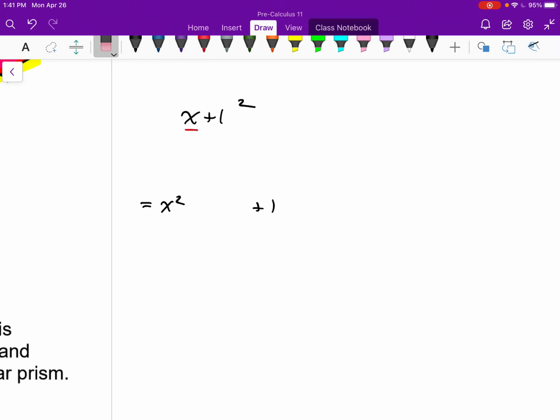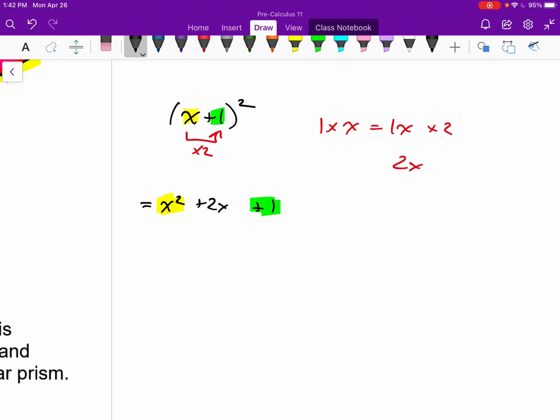Because like I said, I know that my first term is going to be just x times itself. I know my last term is going to be, in this case, 1 times itself. I know the middle term is going to be 1 times x two times. And so 1 times x is 1x, times 2 is 2x. I'm hoping that sounds familiar. If not, well, there you go.